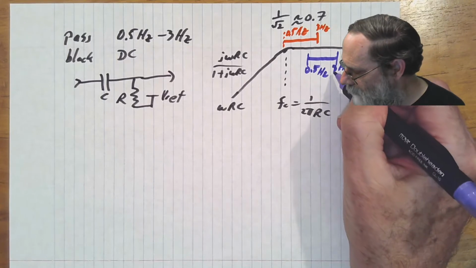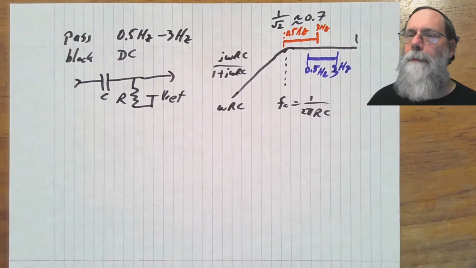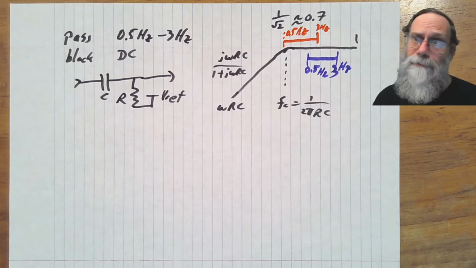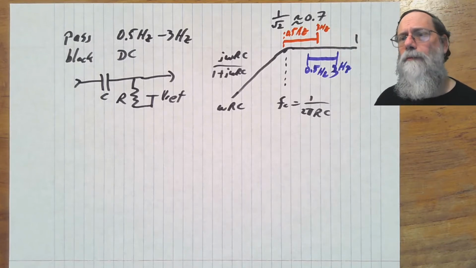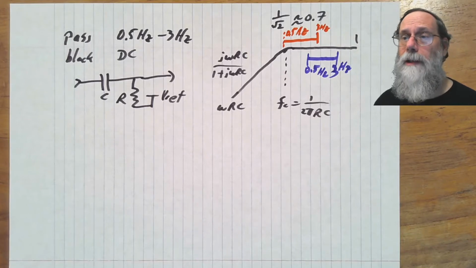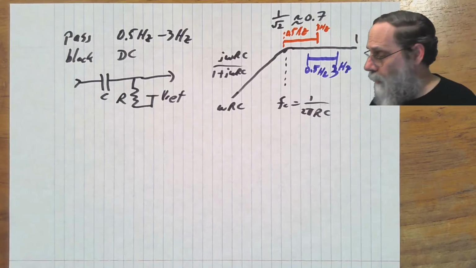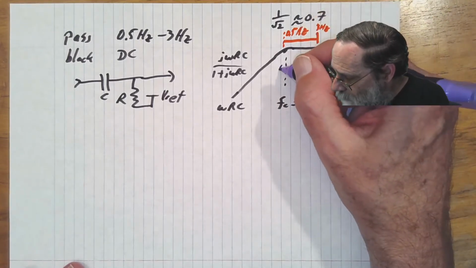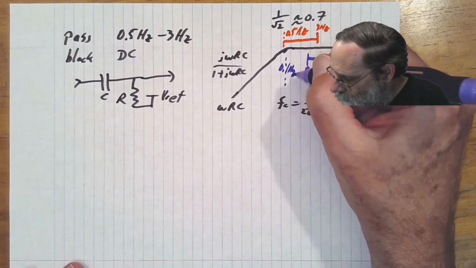Let's make that 3 a little more 3-like. And how far up do you have to go to be pretty flat? Rough rule of thumb is a factor of 5 away from the corner frequency, and the straight line approximations are really good. They're within like 1%. So then we would put the corner frequency, instead of putting it at 0.5 hertz, we'd put it at about 0.1 hertz for the corner frequency.